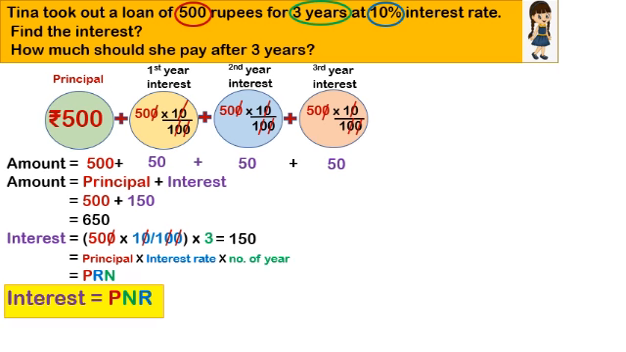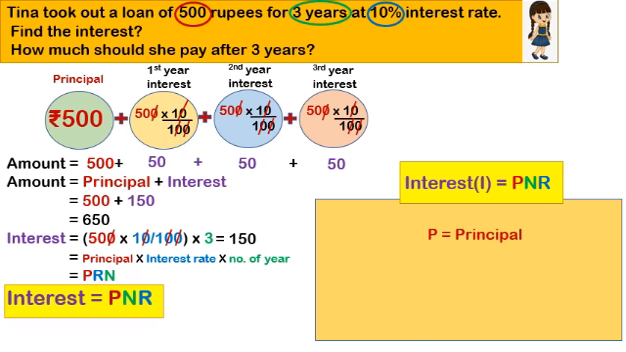Children, basically we are using the formula for finding interest: interest I equals PNR. Here P stands for principal amount, N is the number of years and R is the rate of interest. And we know the total amount is always equal to the sum of the principal and interest.